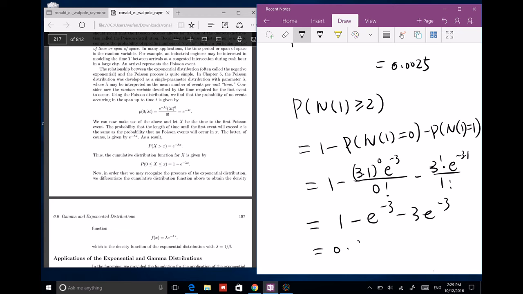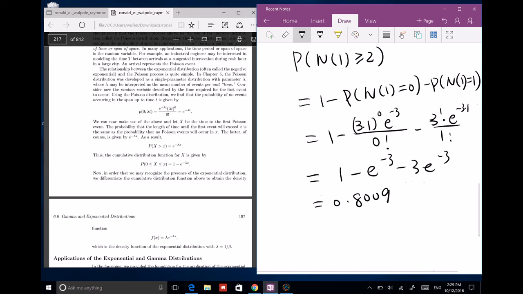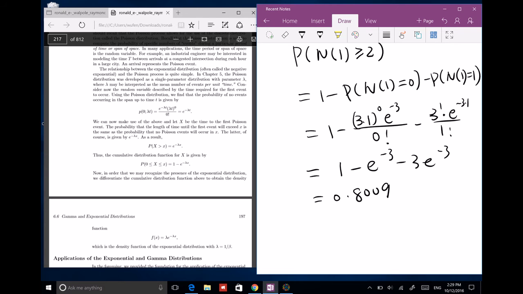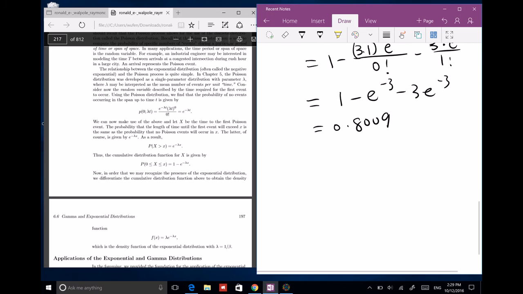which is 0.8009. Okay, this uses the Poisson distribution to find out the probability of how many babies will be born in the next 1 hour or next 2 hours. However, if we change the question a little bit, for example, we ask for the time between 2 newborn babies in a hospital, the waiting time between 2 newborn babies.